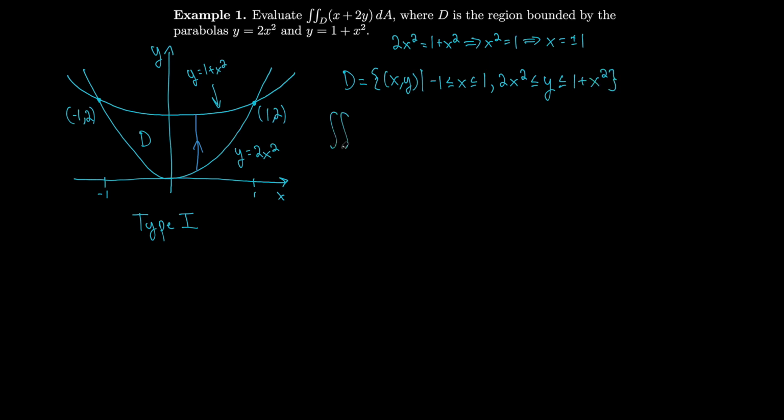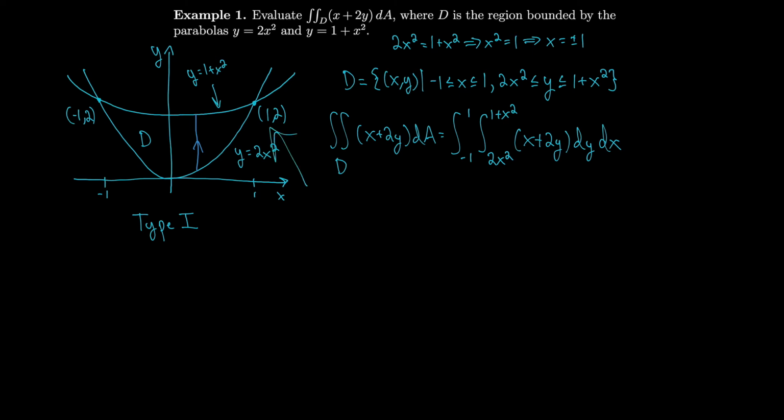So when I write my double integral over D of x plus 2y dA, I'm going to set that equal to the iterated integral from -1 to 1 outside for x, and then inside is going to be y. It goes from 2x squared to 1 plus x squared of x plus 2y, first with respect to y, and then with respect to x. And this is using Fubini's theorem, which still works because of our definition saying that this double integral over D is really a double integral over R with everything else outside D being 0. So just use Fubini to make it an iterated integral.